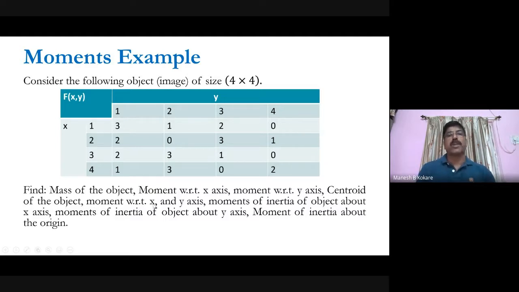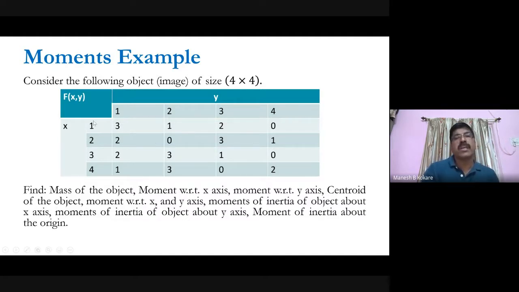And then the moment with respect to the x-axis and y-axis means i equal to 1 and j equal to 1, that is nothing but m11. So x raised to 1, y raised to 1, that formula will be used, and you find m11. And then the moment of inertia of the object about the x-axis means here i equal to 2 and j equal to 0, so you have to find m20. Then the moment of inertia of the object about the y-axis is m02. And then you can also find the moment of inertia about the origin. So these are the different features which you can obtain based on the moment.